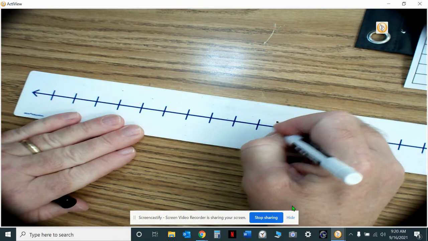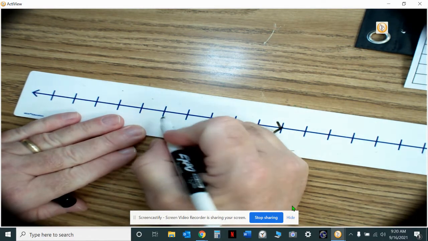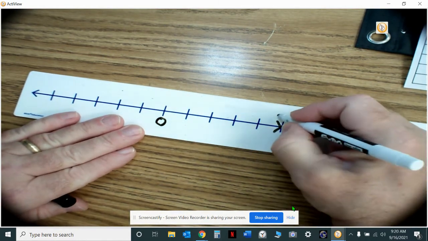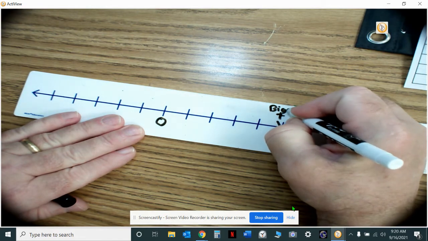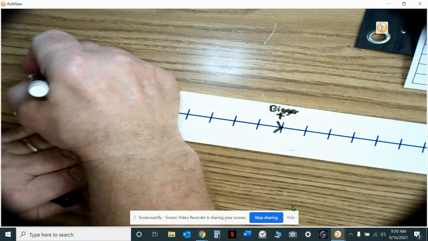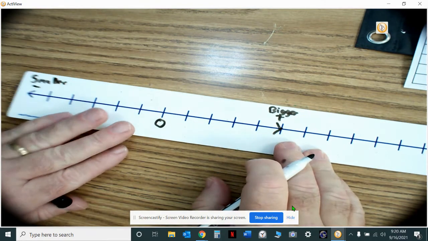So I'm going to put an arrow right there because we know a number line goes on forever in both directions. I'll put a zero in the middle. And now that's our number line. We know on the right, it's positive numbers, and as we go further to the right, those numbers get bigger. And on the left, we have negative numbers, and as we go further to the left, away from zero, those numbers get smaller.